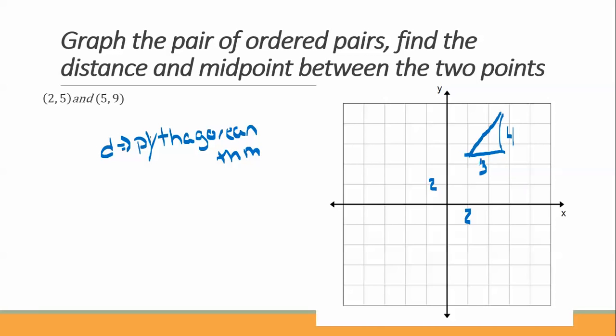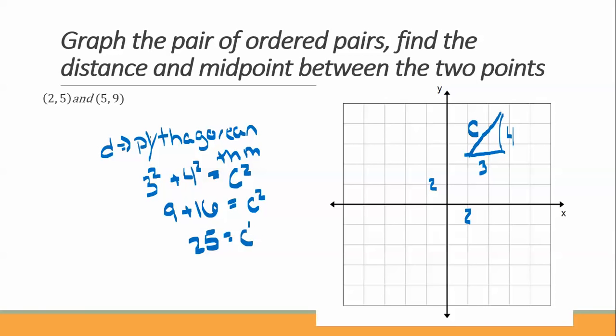Because we know that from here to here is 3, and this is a right triangle, and here to here is 4. So we're going to do 3 squared plus 4 squared equals, we'll make that c squared. So 9 plus 16 is equal to c squared. So 25 equals c squared. So c, what number squared is equal to 25? So c equals 5.